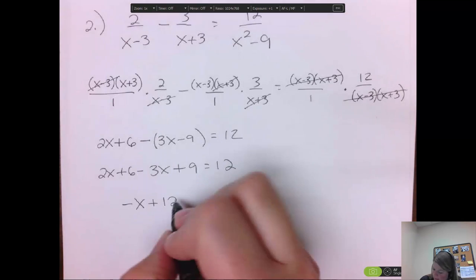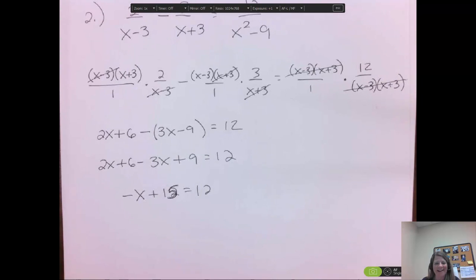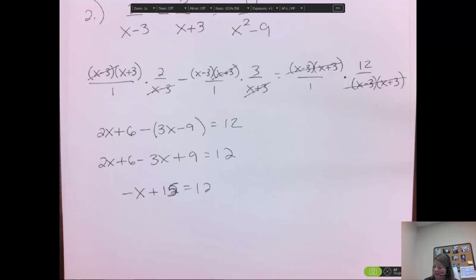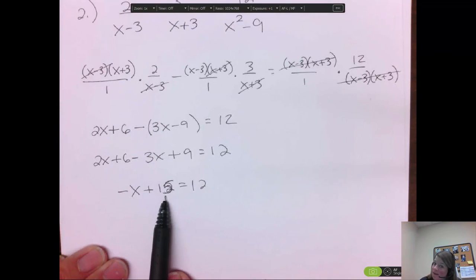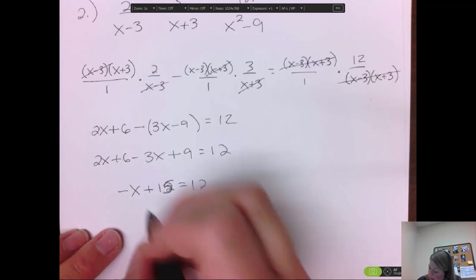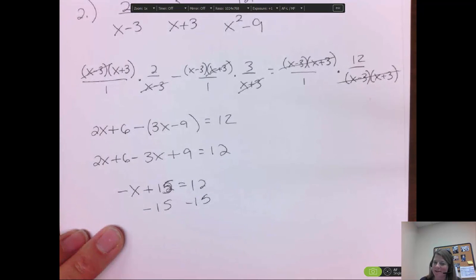Or 15. Goodness gracious. I was like, no, that's wrong. I can't add today. I guess I need to go back to bed or drink more of my coffee. Okay, so 6 and 9 sometimes make 12, sometimes they make 15.